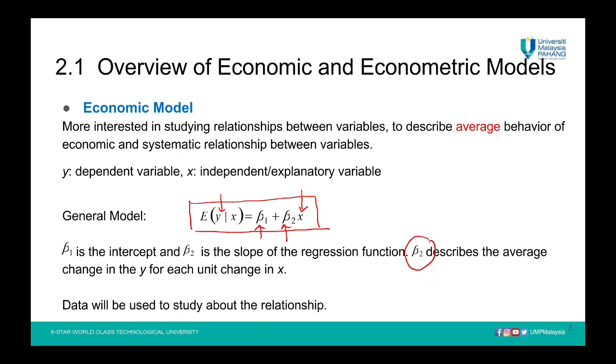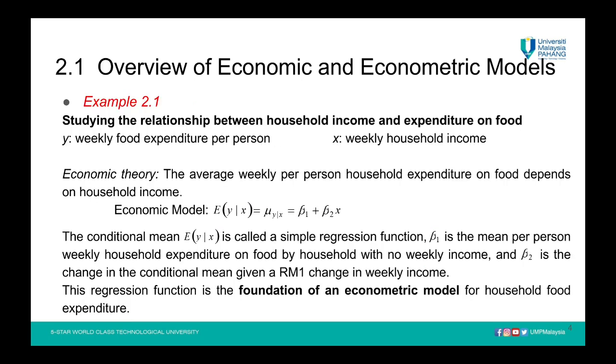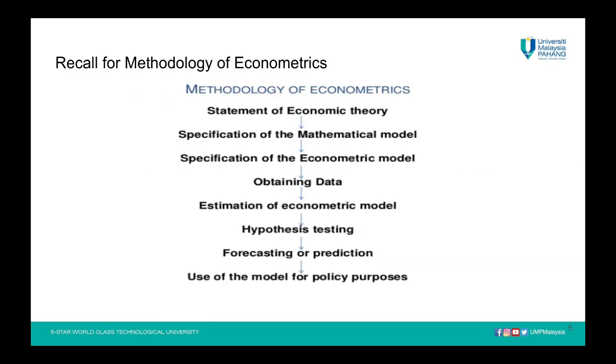Beta 2 describes the average change in y for each unit change in x. The model will then employ data of x and y in studying the relationships between variables. Let's look at example 2.1. In this example, we want to study the relationship between household income and expenditure on food, where y here is weekly food expenditure per person, and x here is the weekly household income.